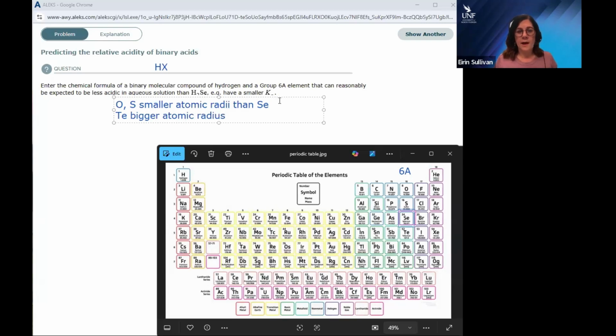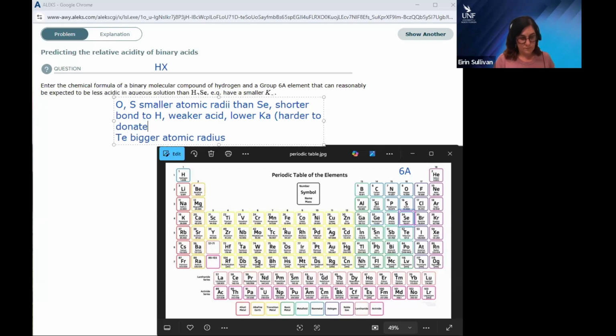So if we're talking about a weaker acid, that's going to have a shorter bond. So that would be oxygen and sulfur. So a shorter bond to H, which means it's going to be a weaker acid because it's harder to give up the proton, which is going to correspond with a lower Ka value. Okay, so possible formulas then would be H2O or H2S. Those are our two options that would be weaker acids.